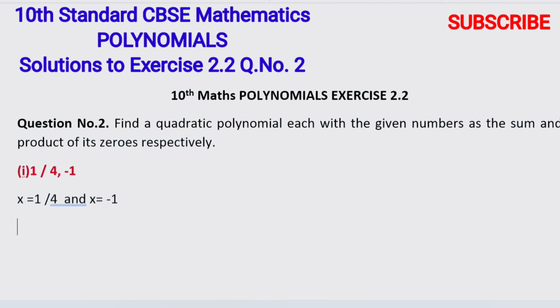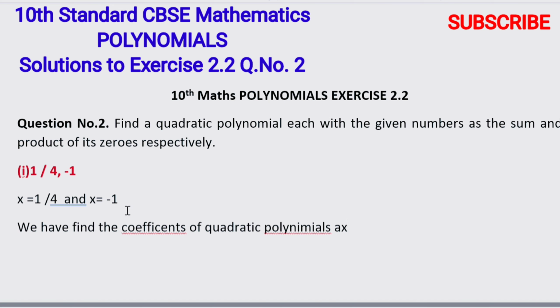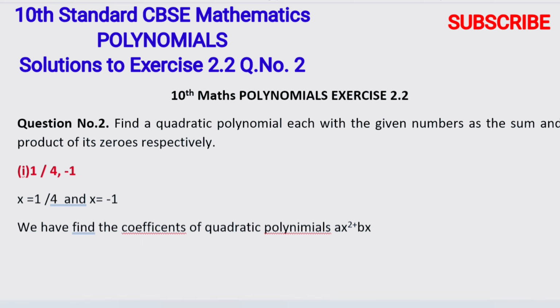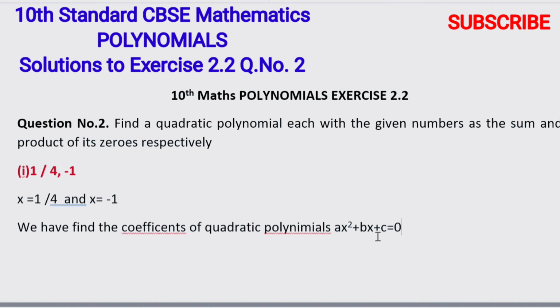In this, we have to find the coefficients of the quadratic polynomial ax square plus bx plus c equal to 0. So we have to find the value of a, the value of b, and the value of c.